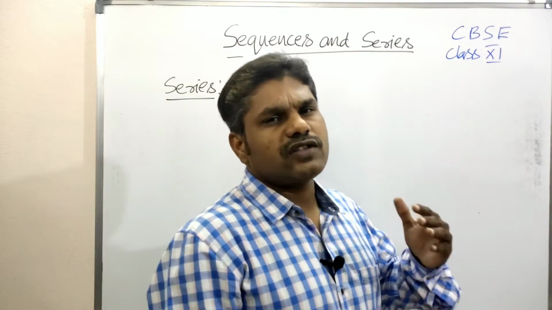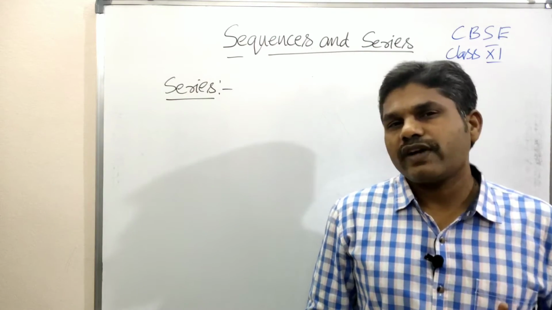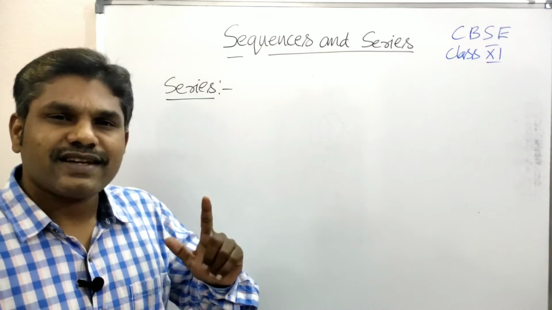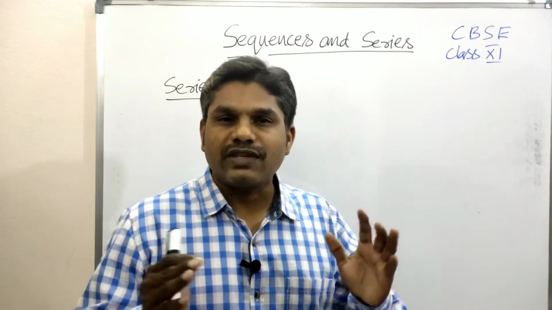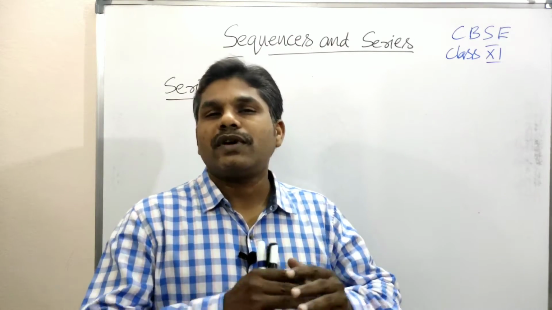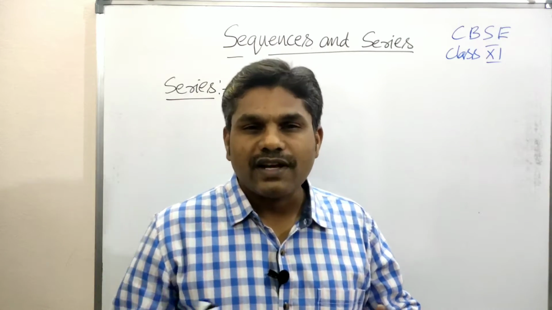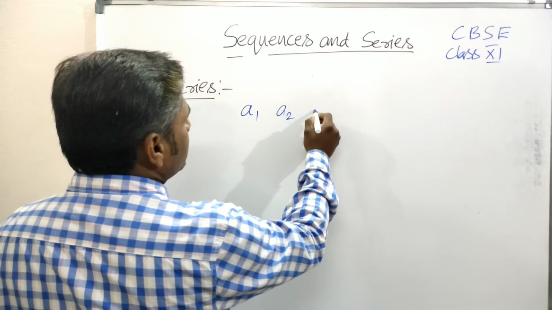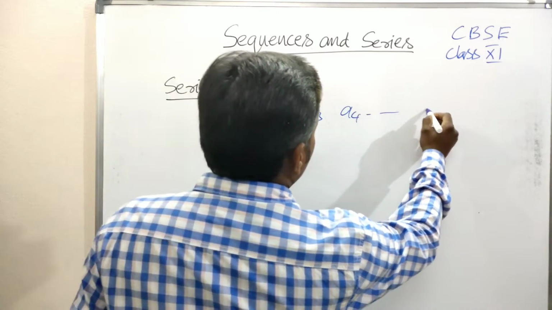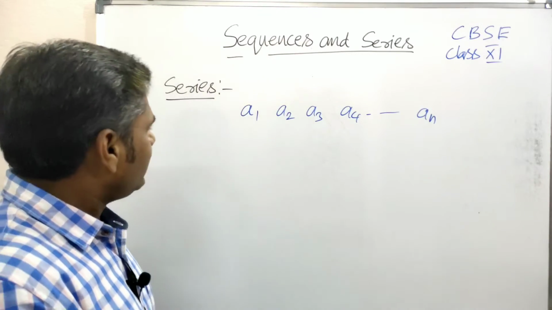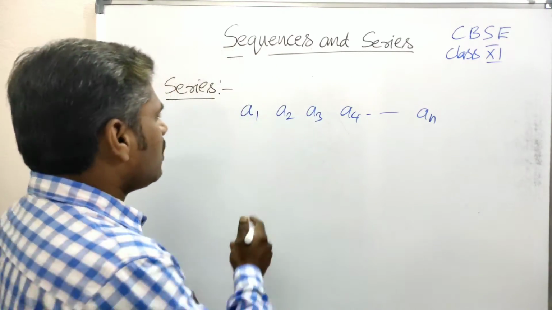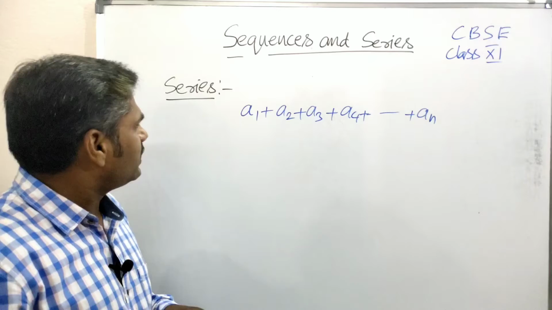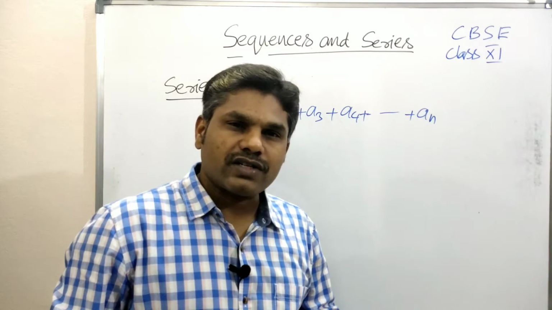After having the knowledge of sequence, it is very easy to define what is meant by a series. A series is nothing but the addition of the terms of a sequence. If you put plus among the terms of a sequence, then that will become a series. Suppose I am taking a1, a2, a3, a4 and so on up to an. These are the terms of a sequence. If I add all these by putting plus among them, then that will become a series, right or not?